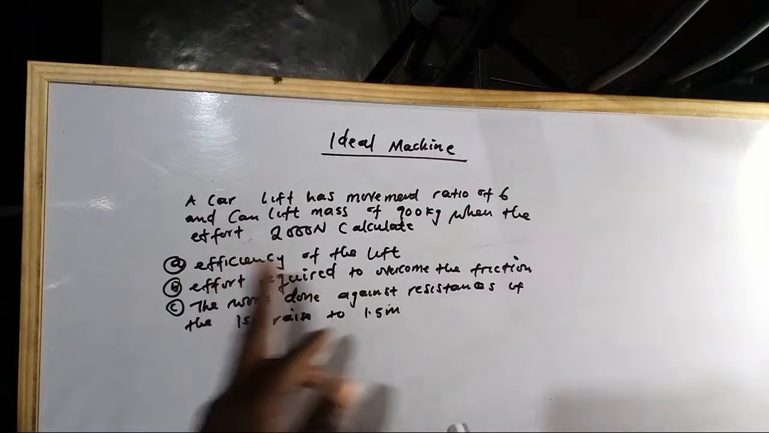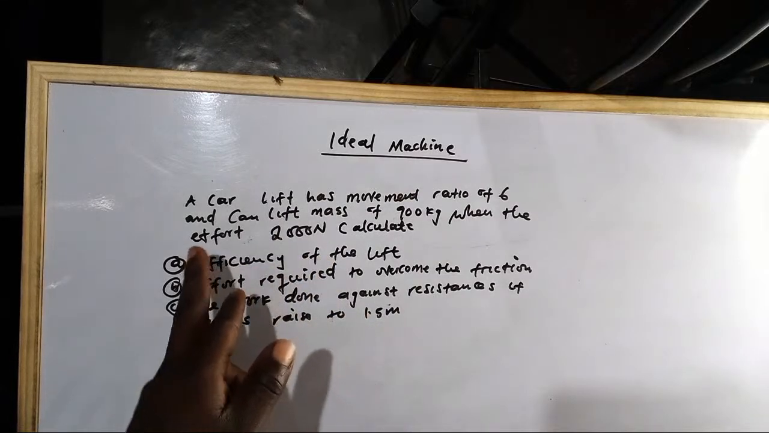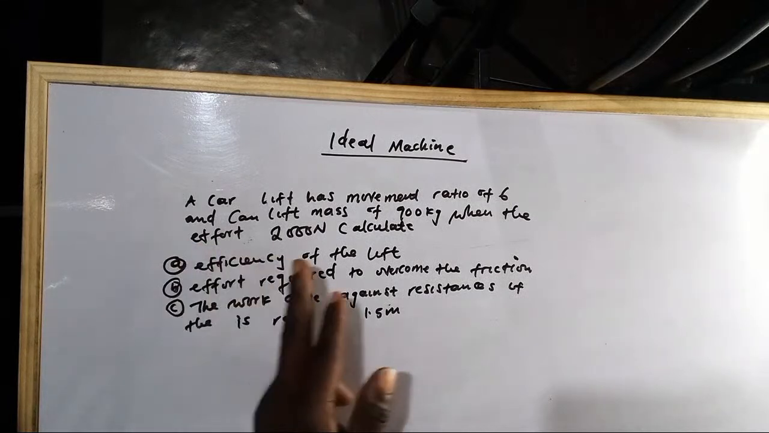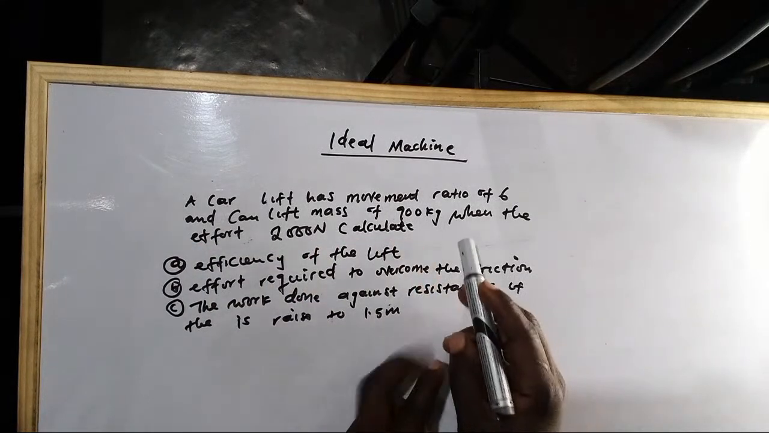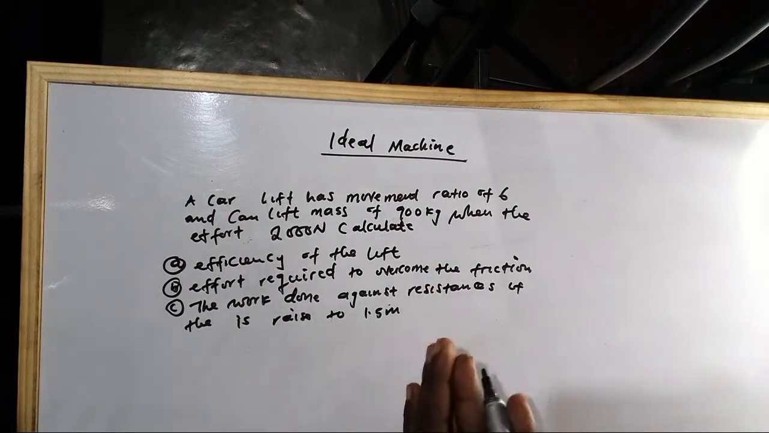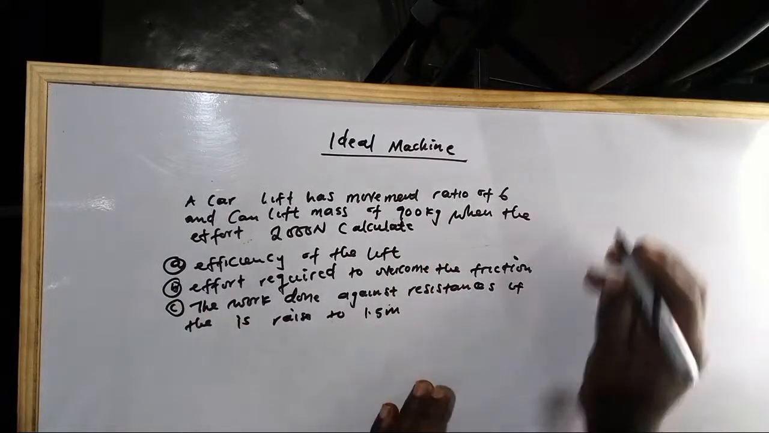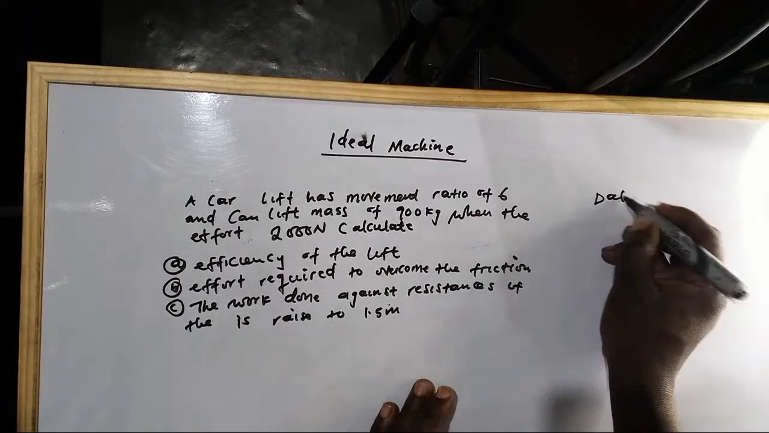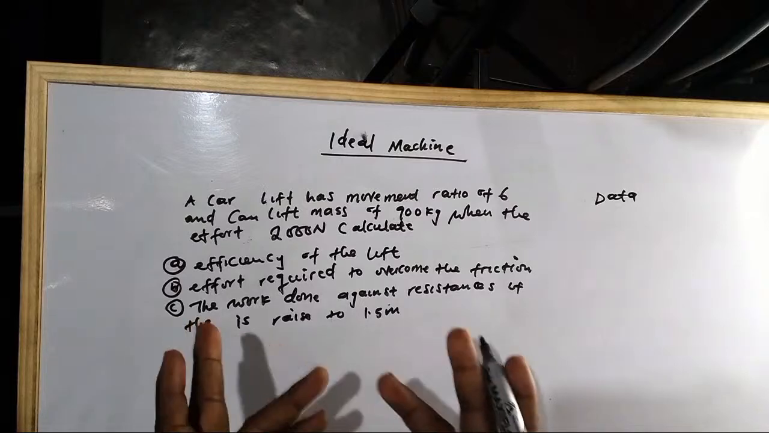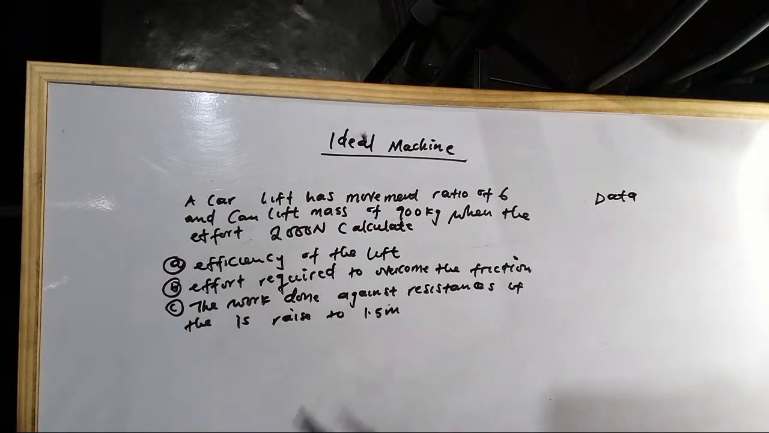Okay, so now we have this question outlined down here. A car lift has a movement ratio of... so you have to write down the data for you to answer this kind of question. This is data, and for those who don't know this topic, it is in engineering science. I've just introduced another topic for engineering science.